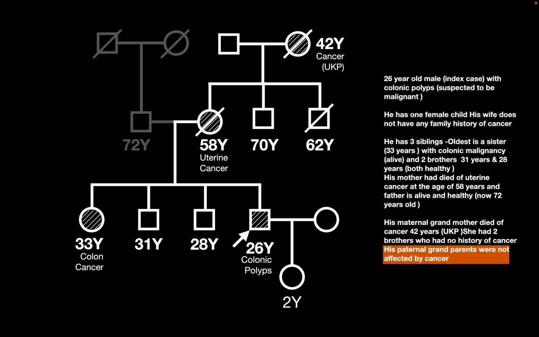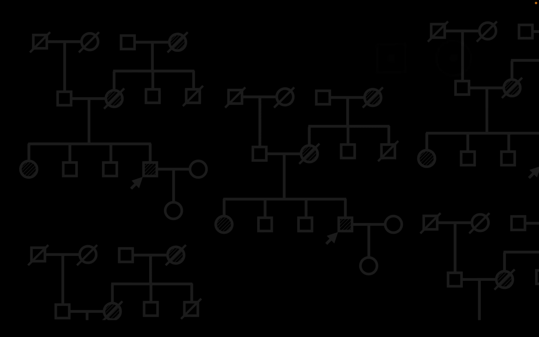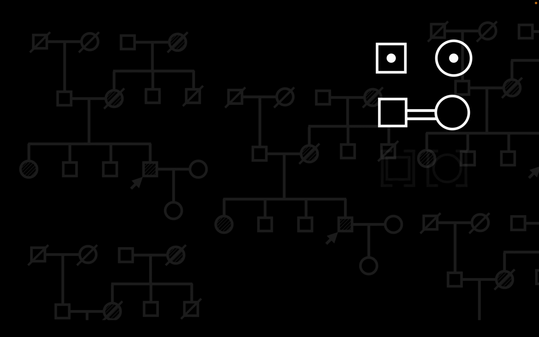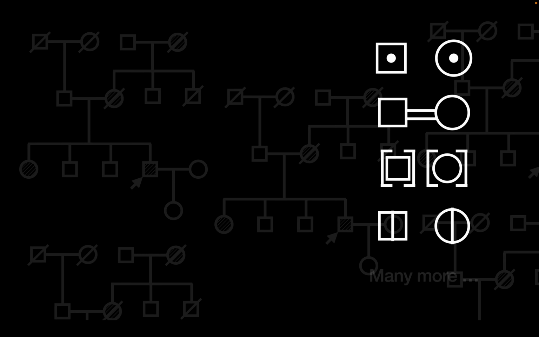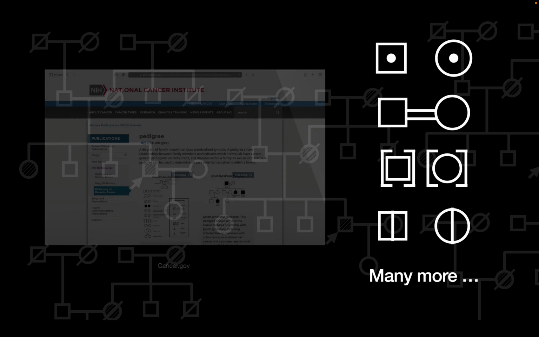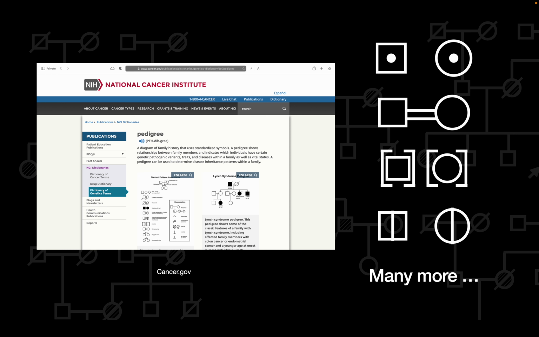Now, if you look at this chart, it indicates that the chances of cancer running in the family are more on the maternal side, that is the patient's mother's side. So this is just a small illustrative case. There are many more. To understand this best, I would request you to go to standard websites to see how a pedigree is drawn, like the National Cancer Institute or the cancer.gov.